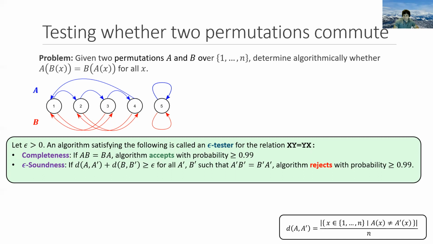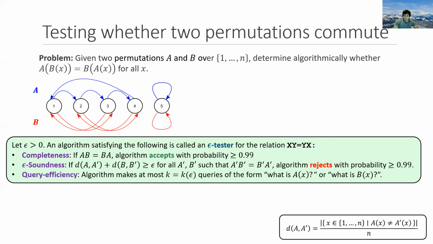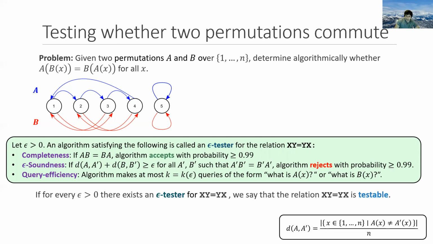By far from commuting, we mean that if one wants to transform A and B into a new pair of permutations, A prime and B prime, which does commute, then one needs to change at least epsilon n entries of A and/or B. Finally, we want the algorithm to be query efficient. Namely, the algorithm is allowed to ask k questions of the form what is A of x or what is B of x, where k may depend on epsilon but not on n. Now, if for every epsilon there exists an epsilon tester, then we say that the relation xy equals yx is testable.